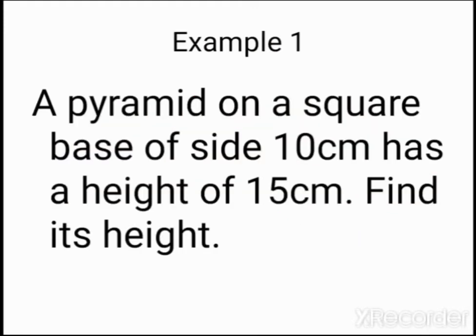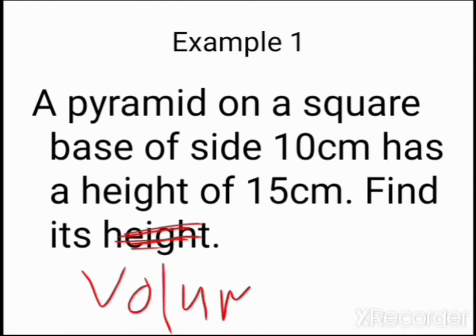So let's take this example. A pyramid on a square base of side 10 cm has a height of 15 cm. Find its volume. We are looking for the volume. They have already given us the height, so we look for what is missing. So let's look for the volume of the pyramid.